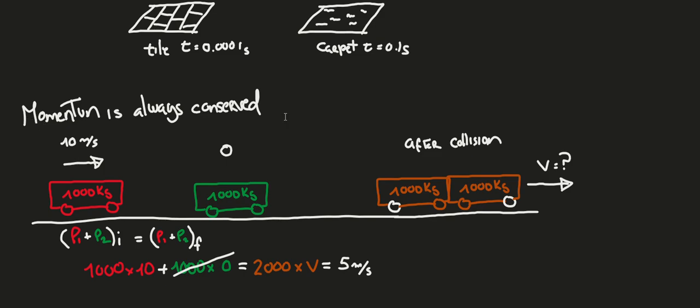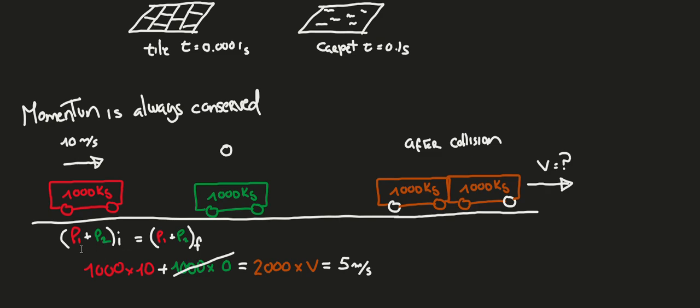Momentum is always conserved, so we're asked what happens to the speed of a car if we add the weight of another car that weighs exactly the same. So we're basically doubling the size. What happens to the speed? It decreases by half. How do we know that?